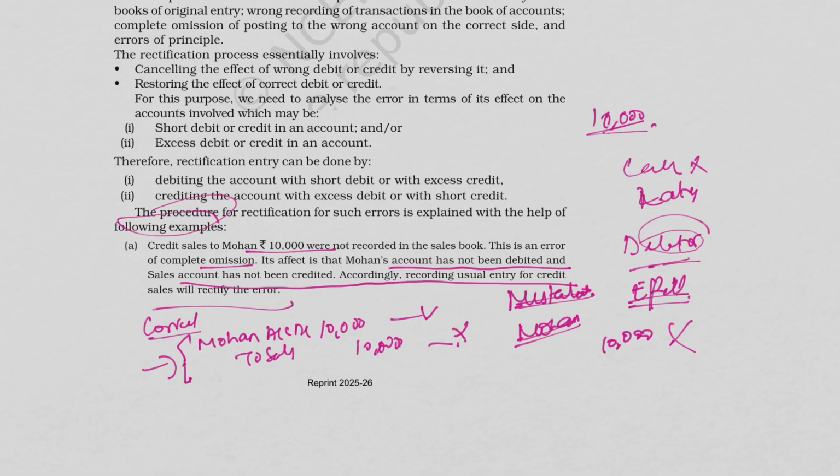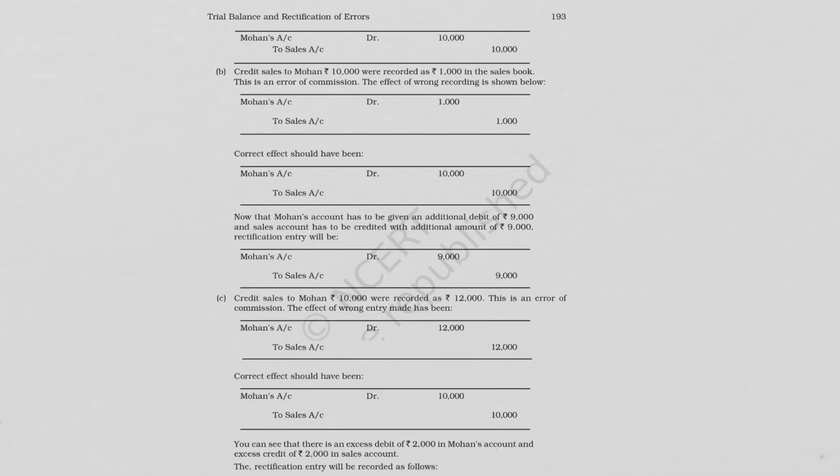Now how do we rectify this error? Since the transaction was completely omitted, we simply record the normal entry. We record this entry, that is the rectification. So the important concept here is that whenever a transaction is completely omitted, the rectification is easy. You simply need to pass the original journal entry. No suspense account is required because both the debits as well as credits were missing, so the trial balance is not affected at all.